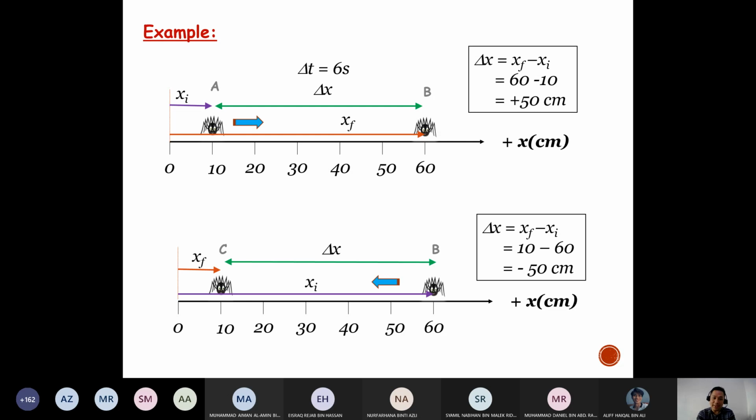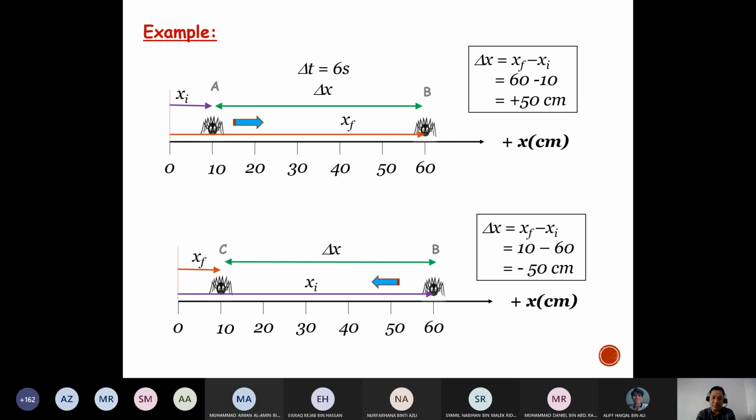Okay, if you look at another case, the spider goes from 60 cm and then reverses, or turns back, to the initial 10 cm. So the delta S or delta X, the displacement, is negative 50 cm. But if you look at the distance, the distance is the same, 50 cm. So displacement is positive 50 cm and also negative 50 cm, but the distance is 50 cm.